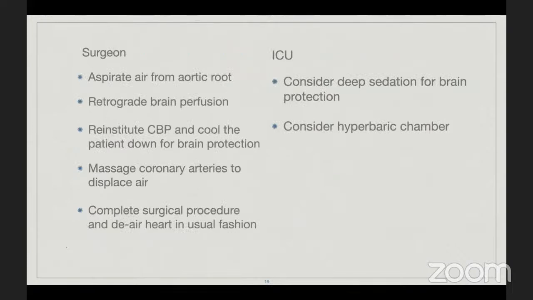From the surgeon side, first you need to aspirate the air from the aortic cannula and aortic root, give retrograde brain perfusion, reinstitute bypass, and cool the patient down for brain protection, and massage the coronary arteries for de-airing, and complete the surgical procedure and de-air the heart in the usual fashion. After finishing the procedure, when transporting the patient to the ICU, you need to consider deep sedation for brain protection and consider a hyperbaric chamber.